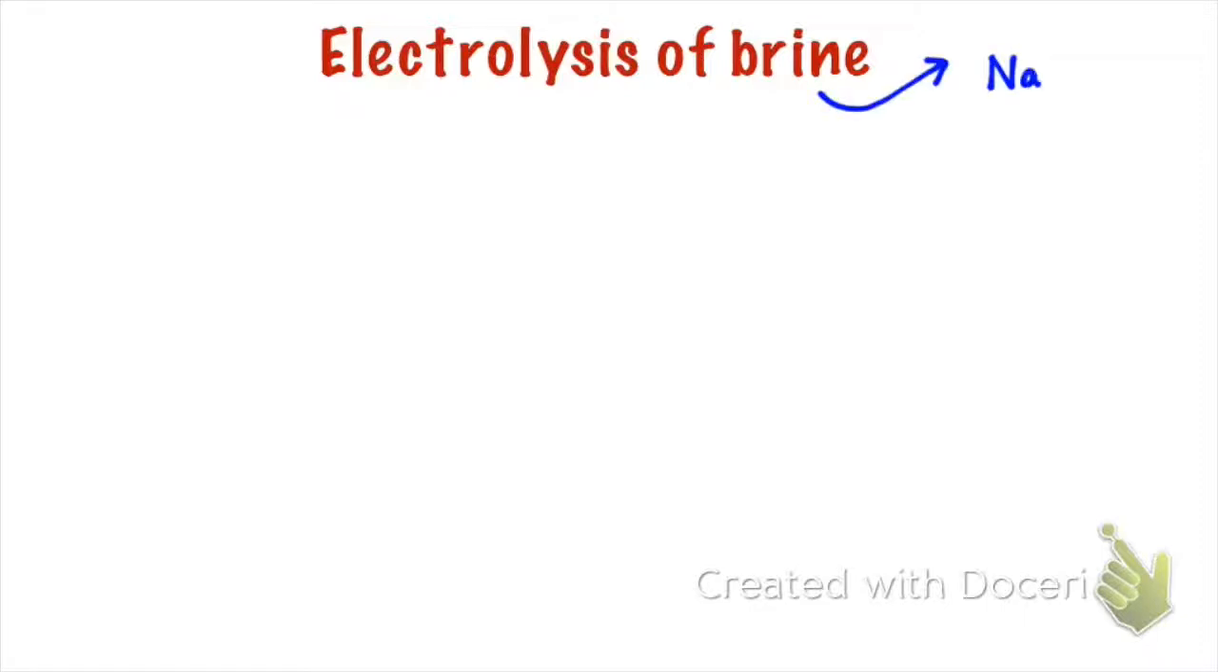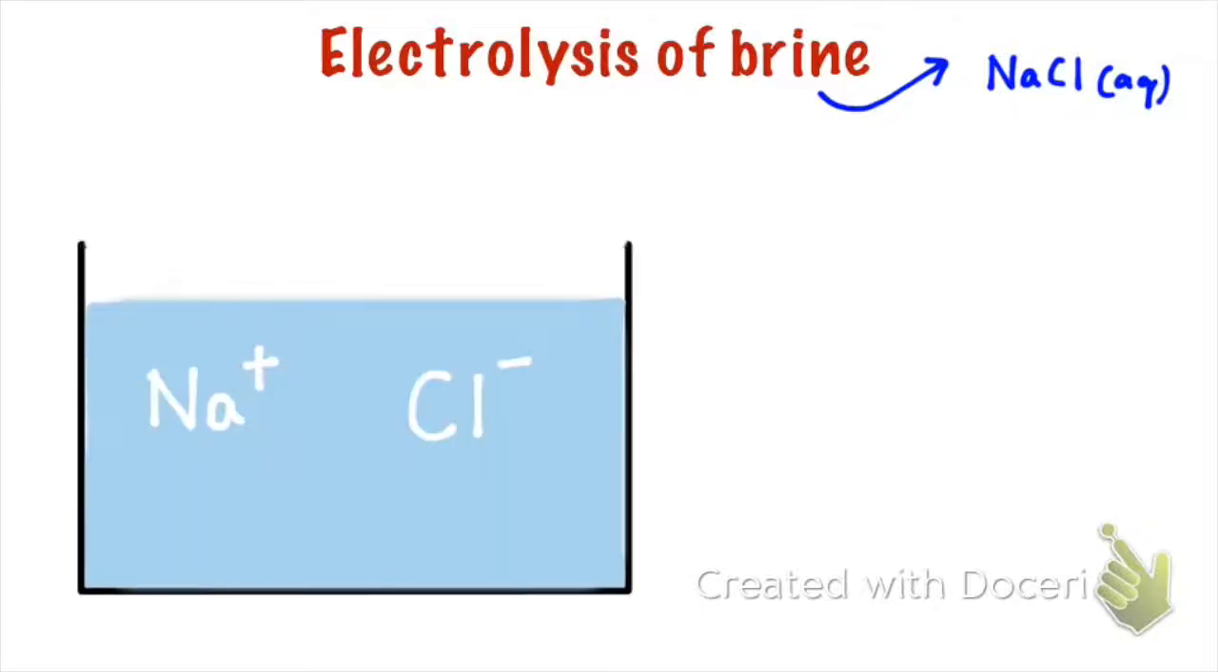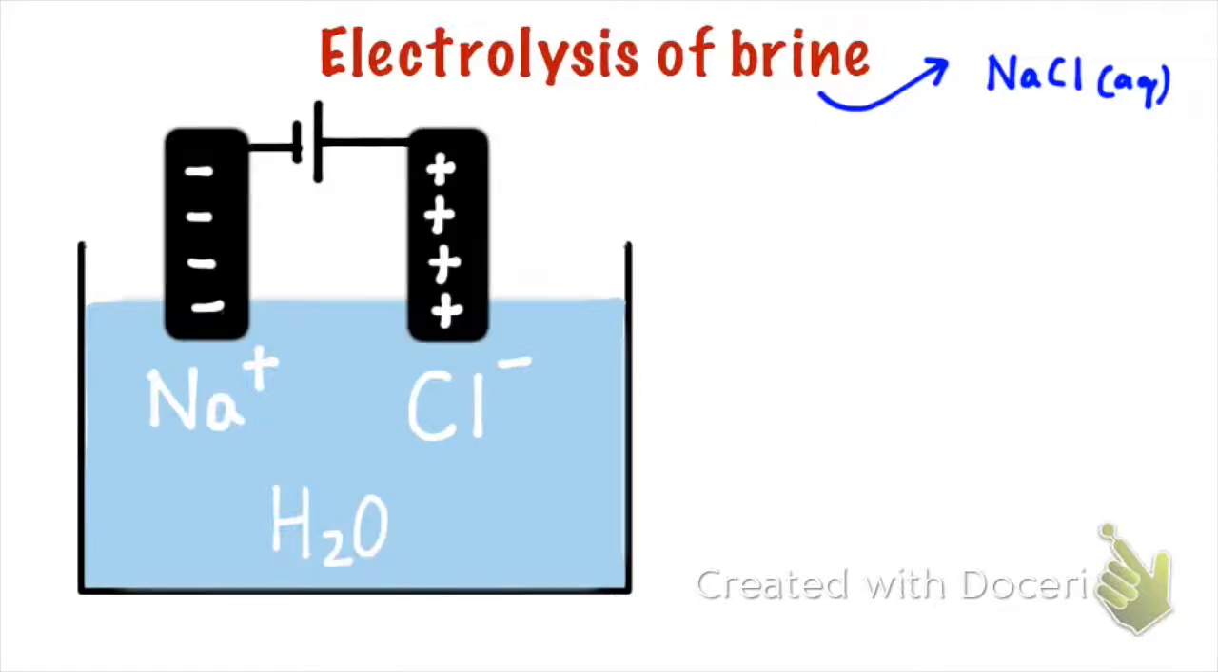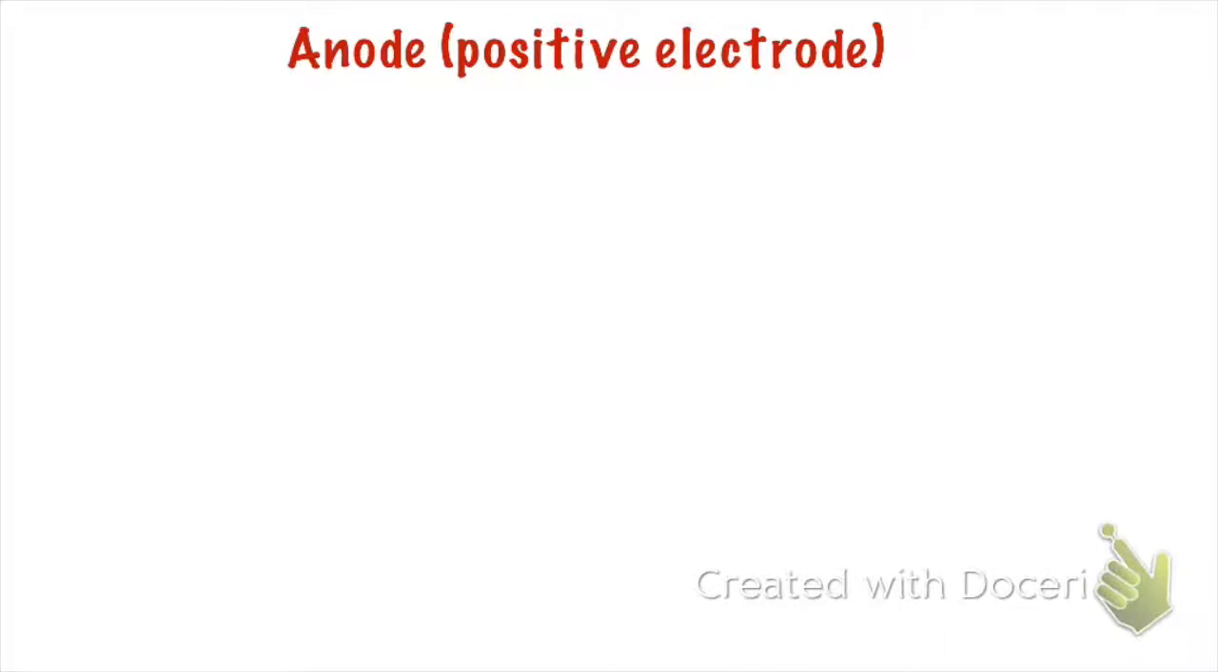Firstly, a reminder that brine is the name that we give to a concentrated solution of sodium chloride. So if we consider a solution of sodium chloride, obviously we have Na+ sodium ions and Cl- chloride ions. Remember that those ions are dissolved in water, and so we have water molecules present as well. If we put in the electrodes, the positive and negative electrodes, we're going to look at what happens individually at each of those electrodes. Let's start at the anode.